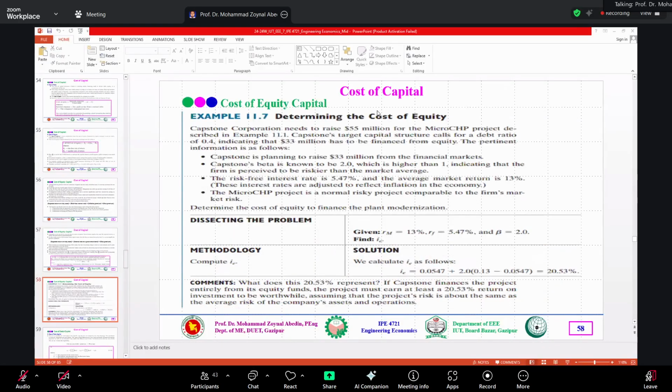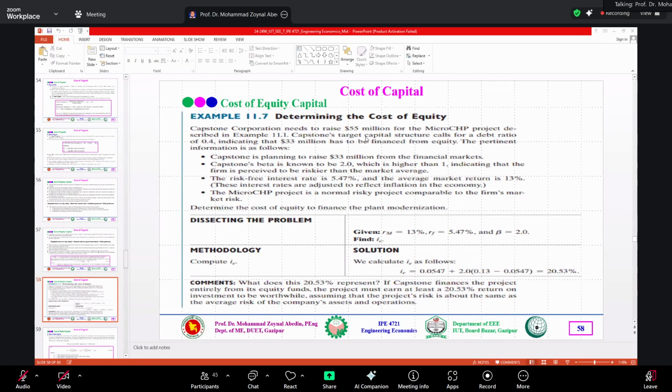Then, example: determine the cost of equity. One is the cost of equity, the second one is the cost of debt. And these two are the cost of capital. Okay, first one, we have to determine the cost of equity.